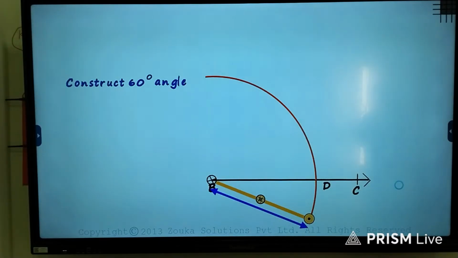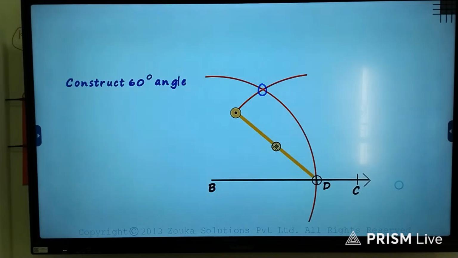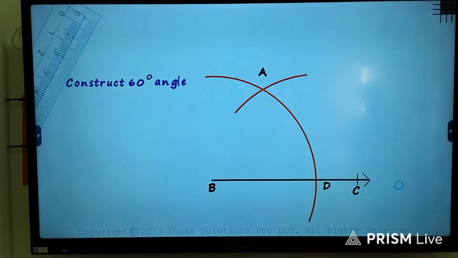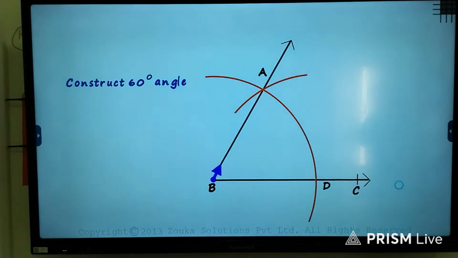Do not change the width of the compass. Take the compass to point D and make an arc across the first. Say the arcs intersect at point A. To get the terminal arc, all we need to do is join points B and A. We get BA as the terminal arm.